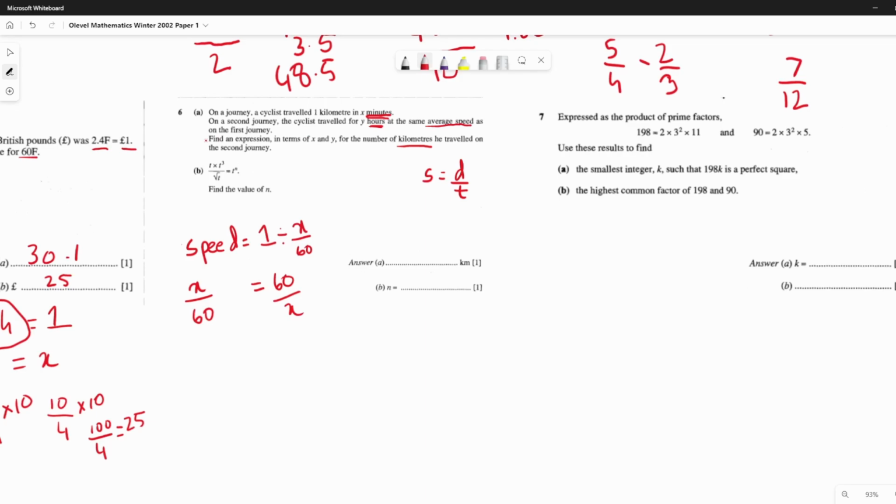Now we want to know the number of kilometers they traveled in that second journey. So distance has a pretty easy formula as well. Distance is the speed and the time you traveled at that speed. So speed into time gives us linear distance. So we already have our speed, and now all we have to do is multiply it with the time, which is y hours. So this gives us a simple answer of 60y over x. All right, so far so good.